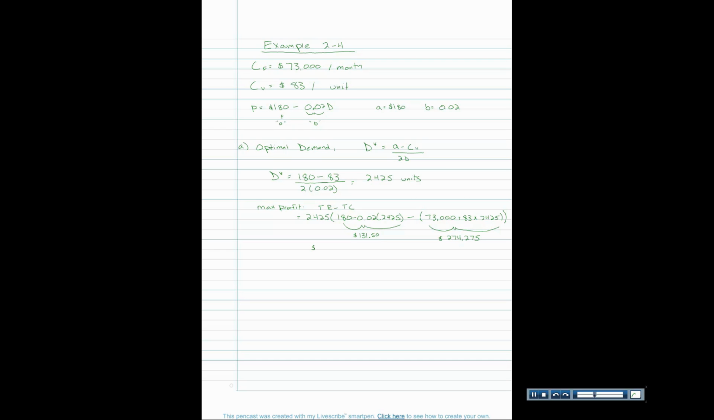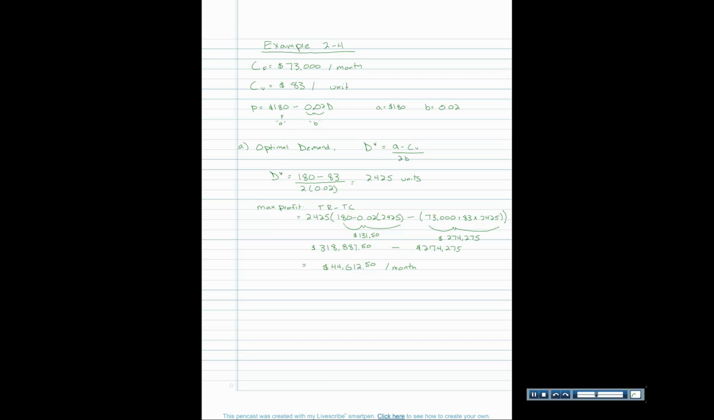This ends up being $318,887.50 minus the $274,275, and so the profit level that we're going to see there is $44,612.50 per month.